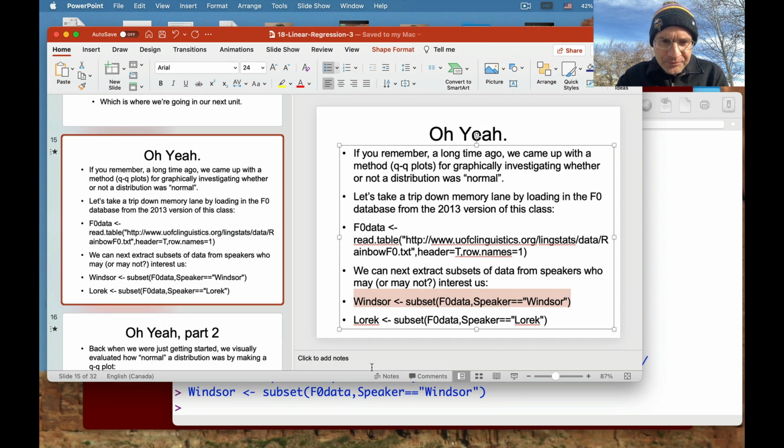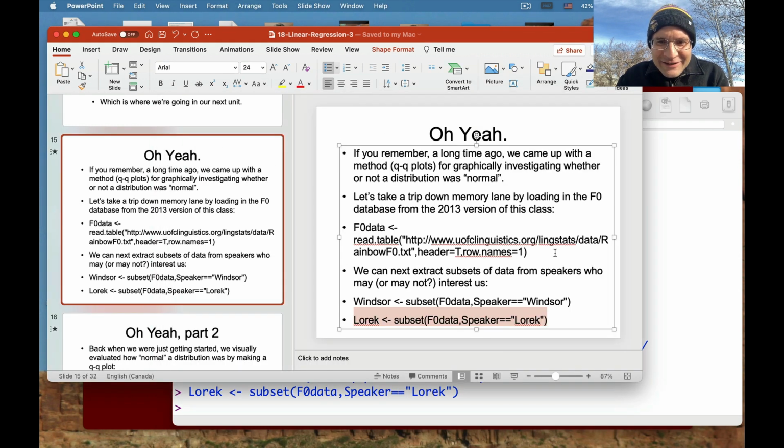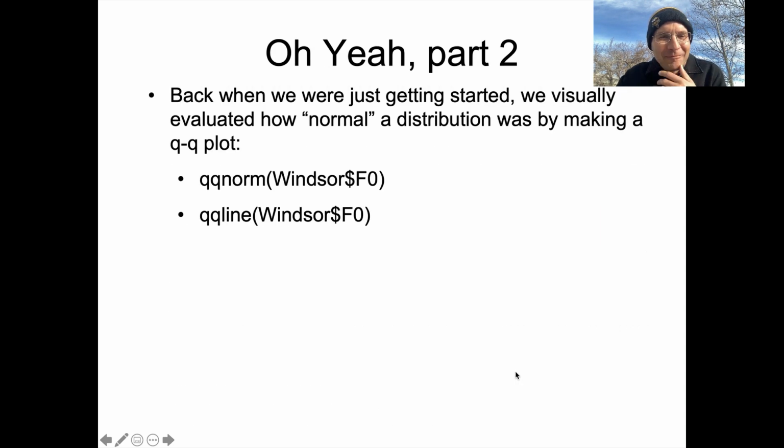So two of these people were Joey Windsor and Saskia Lorek. And I want to look at their F0 data to see how normal they might be. Not the people, but their F0 data. I already know how normal they are as people, but that's beside the point.